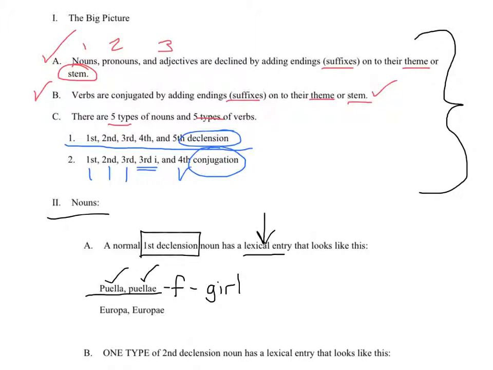It will often be abbreviated in the following way: puella, puellae. And you can figure out that the stem is up to the L and the endings are after that. Europa, Europae. Again, you can see where the endings and the stem begin.